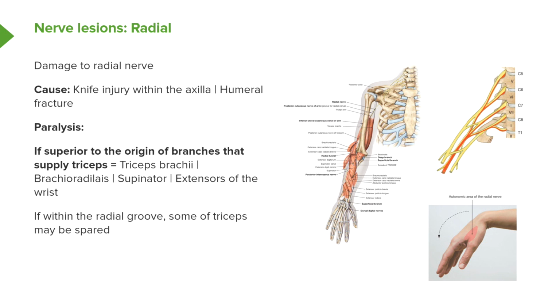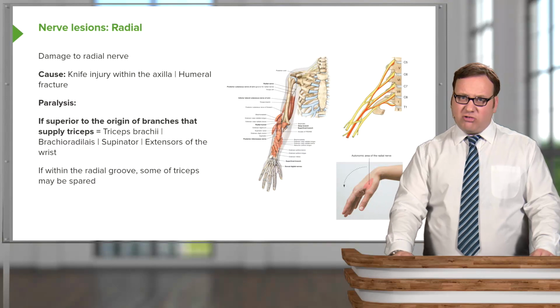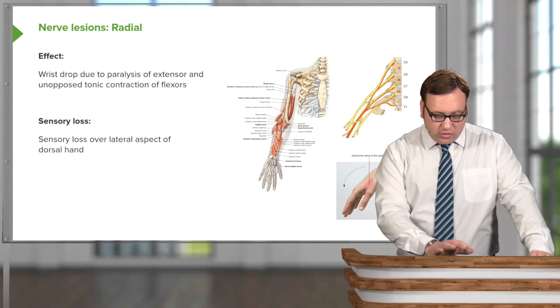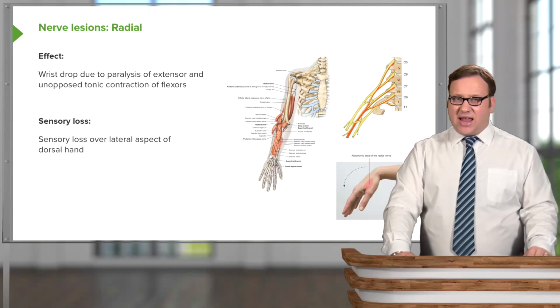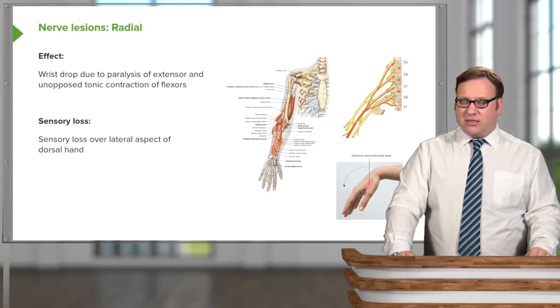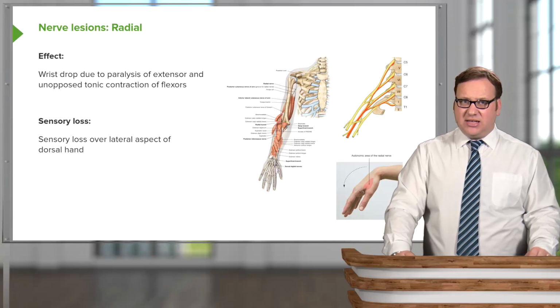So if the lesion is high up, say it's a humeral fracture, before it has given off the branches to triceps, then every muscle distal that it supplies will be affected. And this can have the effect of what's known as wrist drop. We can see we've got an inability to extend the wrist because the extensor muscles on the forearm are damaged. You may also have an inability to extend the forearm at the elbow joint if triceps is damaged.